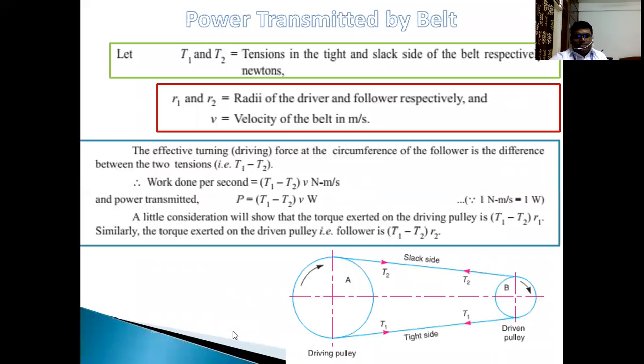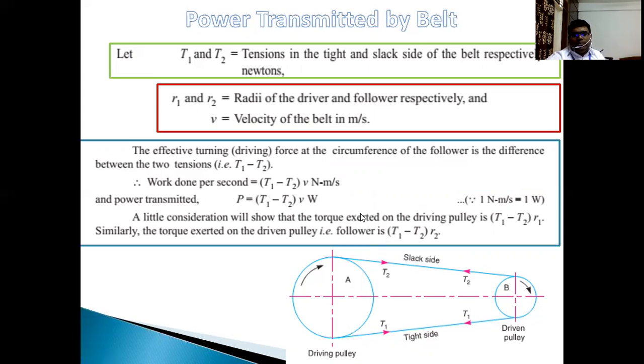One more thing you can see: the power transmitted by the belt. It is very simple. If the driving pulley is rotating clockwise, then this side becomes the tight side and this becomes the slack side. R1 and R2 are the radii of the driver and follower pulleys, and V is the velocity of the belt. The effective driving force is T1 minus T2.